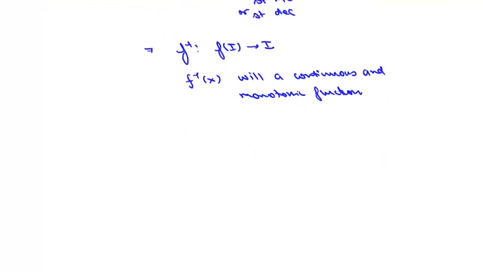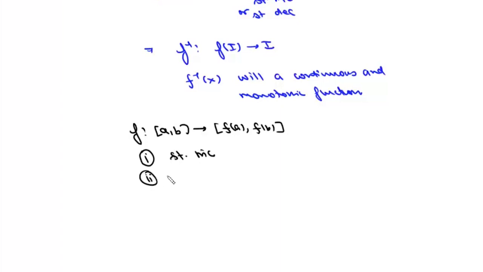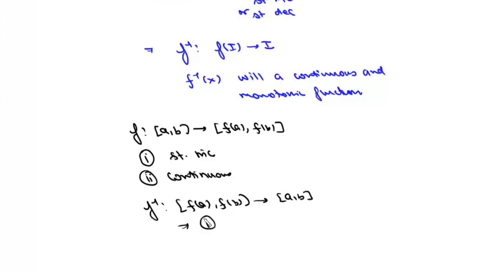So say for example, if we have this function f, which is defined on this interval [a, b], such that its range is from f(a) to f(b), and this function f is, say, strictly increasing and it is continuous, then this f inverse, which is defined from this interval from f(a) to f(b) to [a, b], it will also be continuous and strictly increasing.